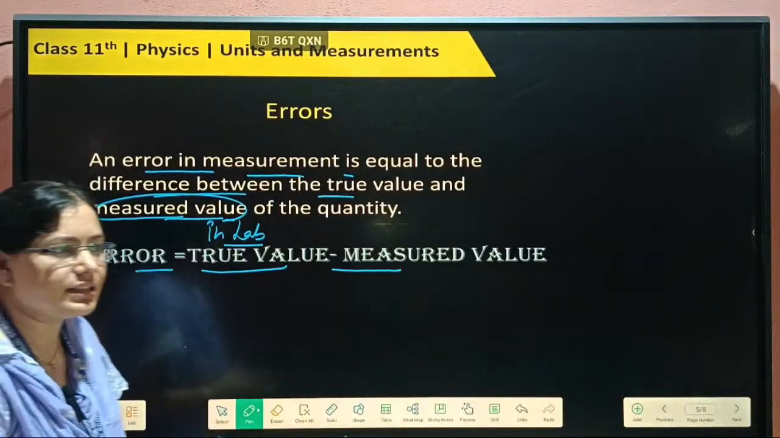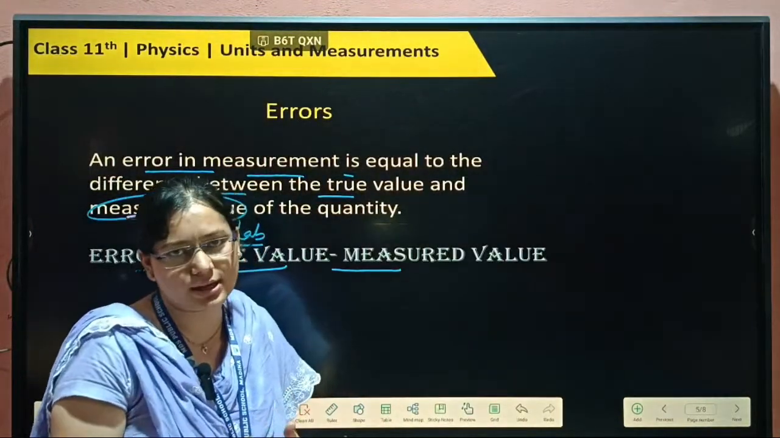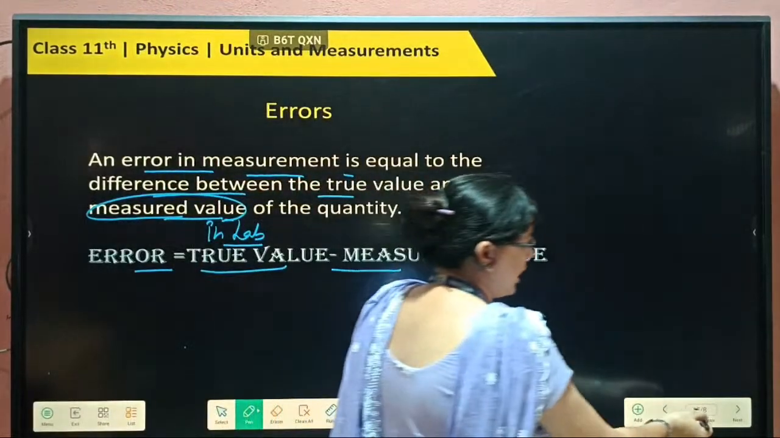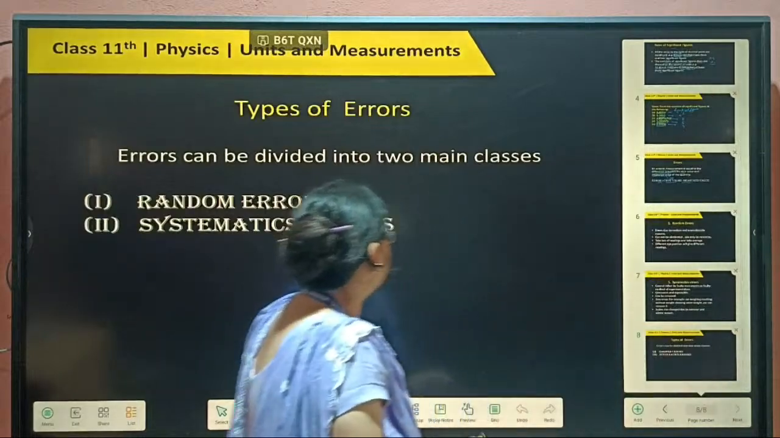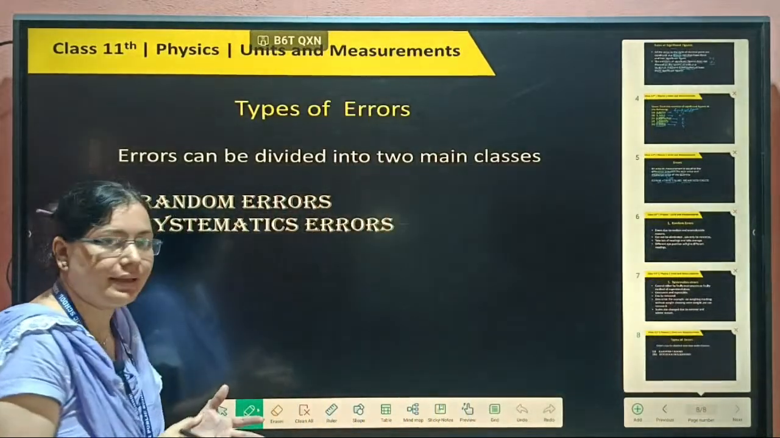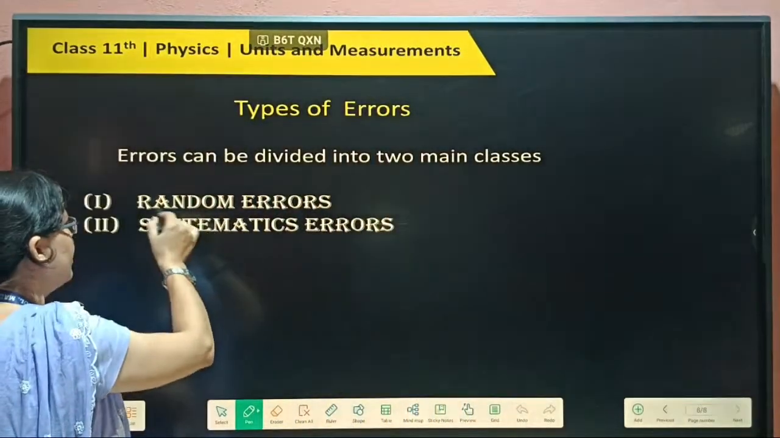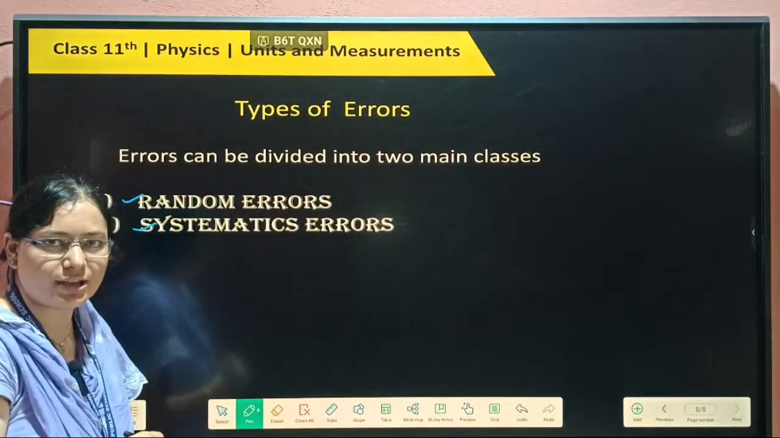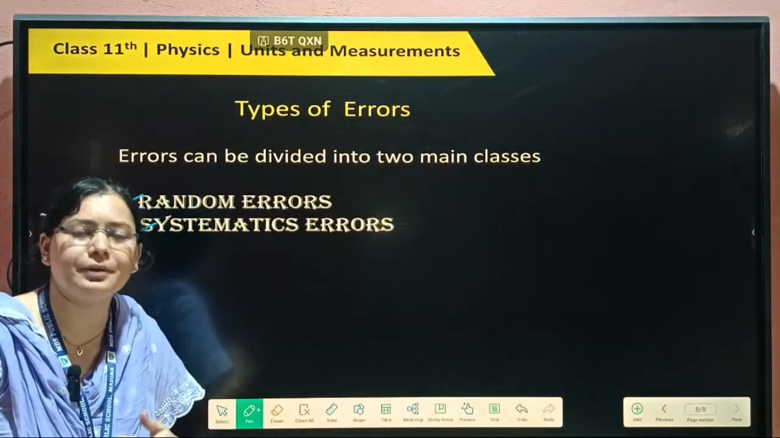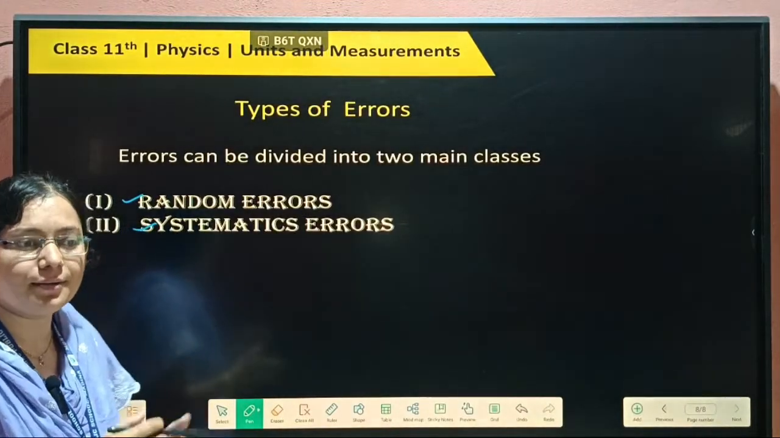Okay, then that error, beta, can be of two types according to our system. The first is random error, and the second is systematic error. Okay, random error can be due to carelessness of the students.